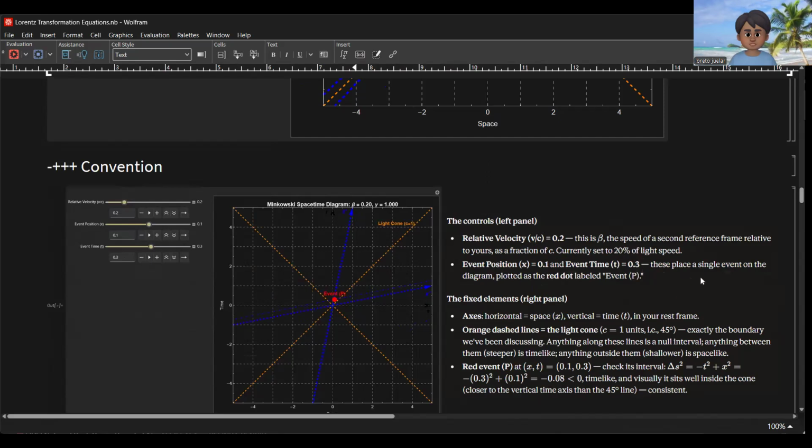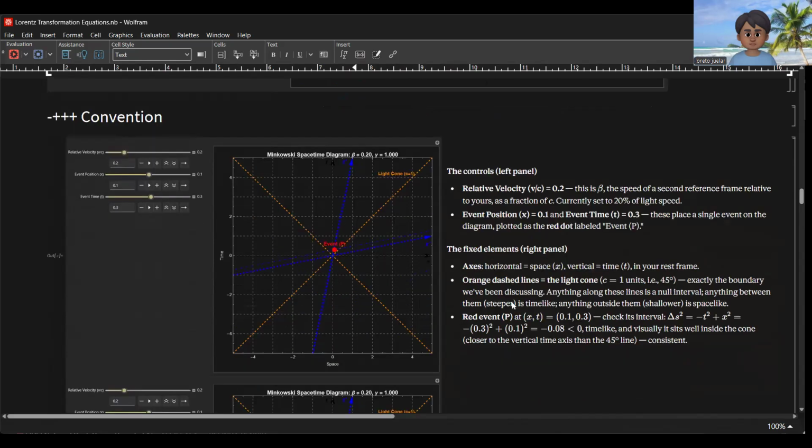So this places a single event on the diagram plotted as the red dot labeled event P here. So the fixed element here, the right panel, axis horizontal, space X here, and we have the vertical time T in your rest frame. So orange dashed line here, the light cone. So C here is equal to 1 unit, and that is equal to 45 degrees. So exactly the boundary we have been discussing.